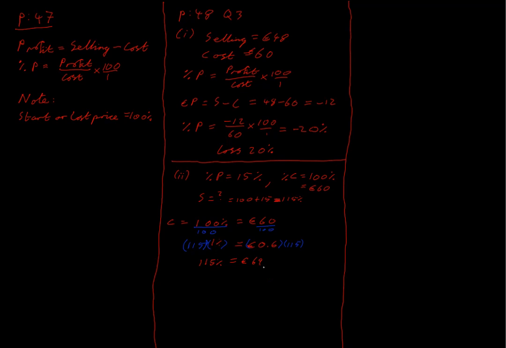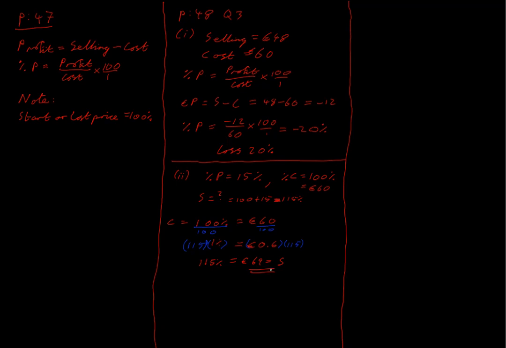So we look at what percentage profit we made. We take the cost price to be 100%, which we know is €60. So if the profit was 15% and the cost price was 100%, that means we sold it for 115% of the original cost price. And we can use that information to work out what the selling price must be, which is what we were looking for.